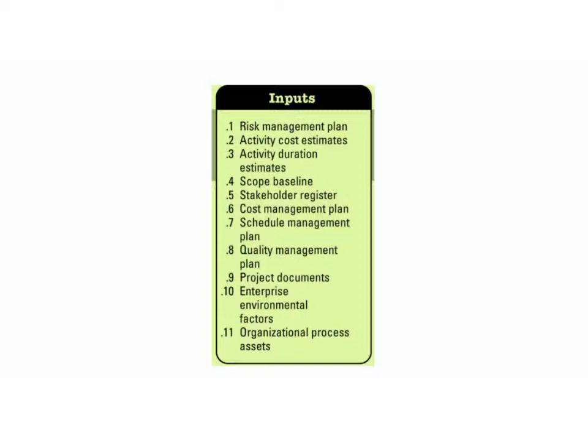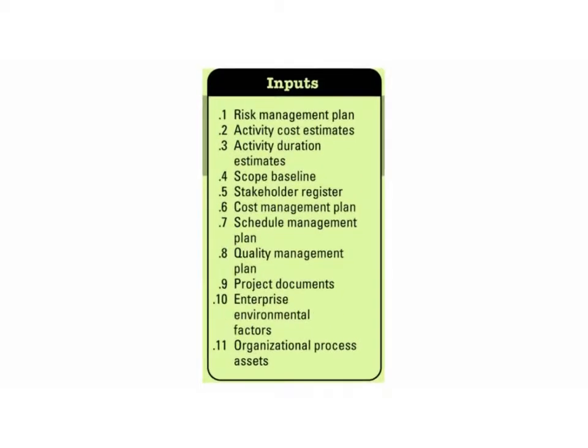Inputs are 1. Risk management plan. 2. Activity cost estimates. 3. Activity duration estimates. 4. Scope baseline. 5. Stakeholder register. 6. Cost management plan. 7. Schedule management plan. 8. Quality management plan. 9. Project documents. 10. Enterprise environmental factors. 11. Organizational process assets.